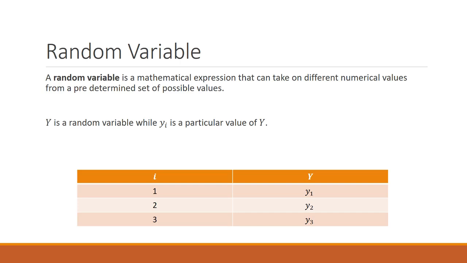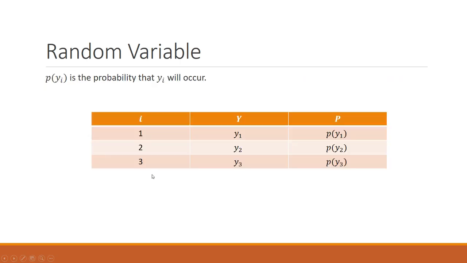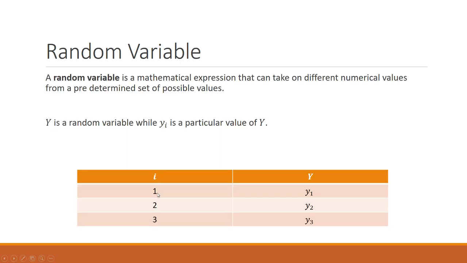Okay, let's keep going. I mentioned before a random variable. It's a mathematical expression that can take different numerical values from a predetermined set of possible values. We already looked at some data. This is just to drive it home. So you have individual i.